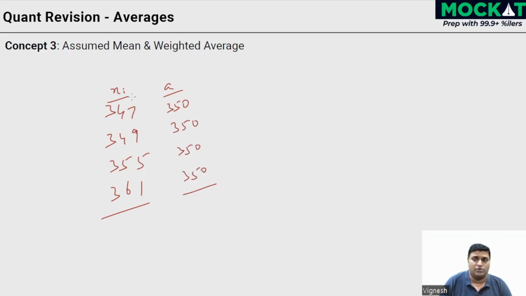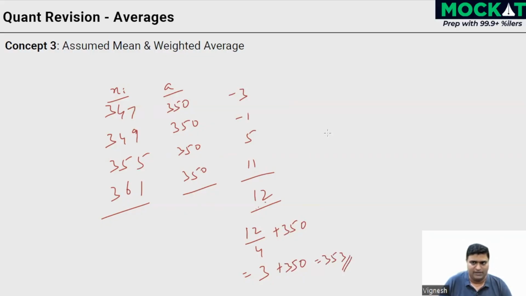So therefore, what I'm going to do is subtract each of these by the same value. I'm getting minus 3, minus 1, 5, and 11. Now when I add these up, I'm going to get 12, right? So 12 over here, what is the average of 12? 12 by 4 is coming to 3. Now this is actually lower than the actual average by 350 because I subtracted 350 everywhere. My average has become lower, so I have to add back 350 and I'm getting 353 as the answer over here.